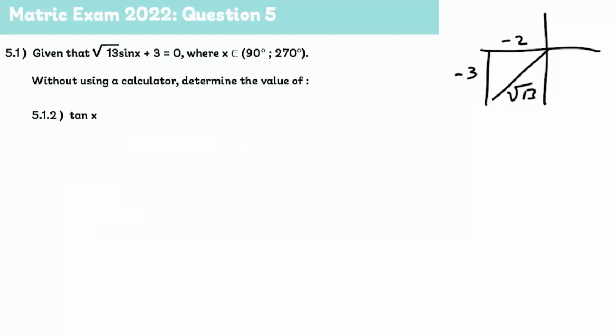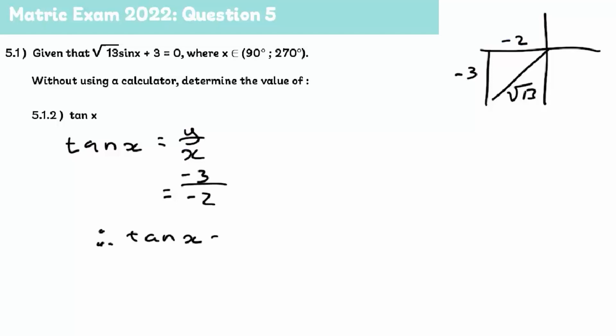Let's carry on with 5.1.2. So what is tan x equal to? Tan x is equal to y over x. And what does that equal? Well, y is minus 3 and x is minus 2. Therefore, tan x is equal to 3 over 2.